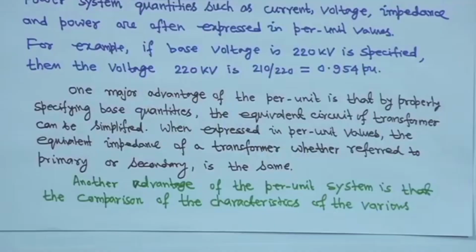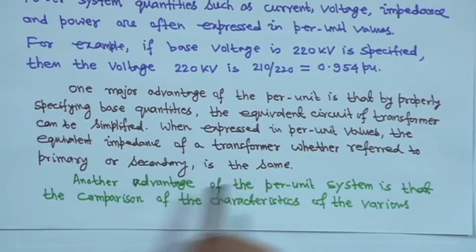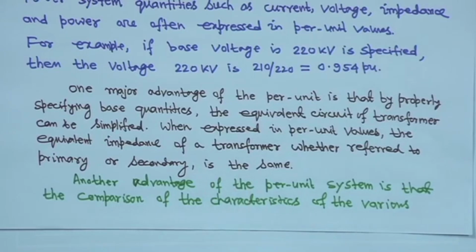So, one major advantage of per unit is that by properly specifying base quantities, the equivalent circuit of the transformer can be simplified, right. If you choose the proper base quantities and express in per unit values, the equivalent impedance of the transformer, whether referred to primary or secondary, is the same. This we will see later, we will prove it, that when you convert everything in per unit, the equivalent impedance referred to primary or secondary will remain the same. This is a major advantage, right.